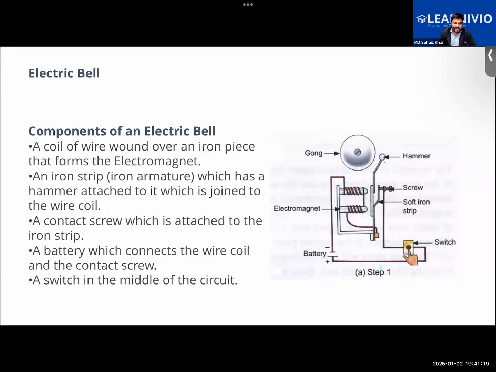About the electric bell, what we have learned is that this also makes use of an electromagnet to work. First we need to take a look at the construction. It consists of a coil of wire that is wrapped around a piece of iron. This will behave as an electromagnet. We have a battery, a switch, and copper wires that act as conducting wires. Then here we have this iron strip. Take a look at this structure over here. That is called the iron strip. And at one end of the iron strip, the hammer is attached.